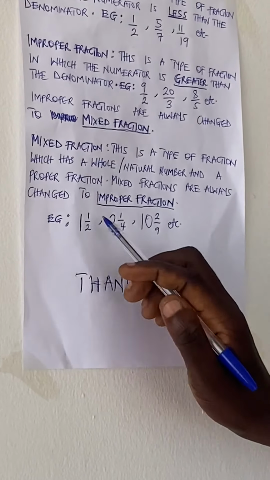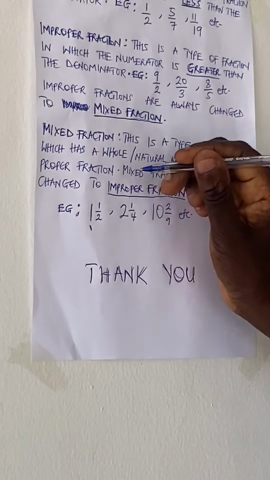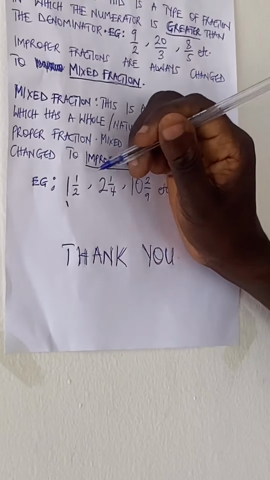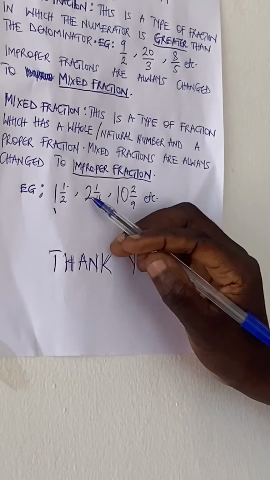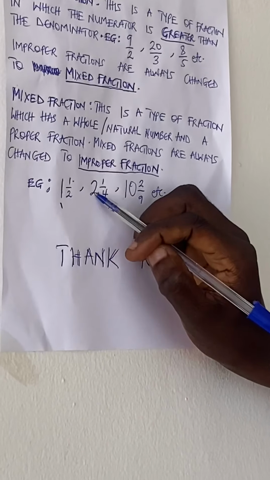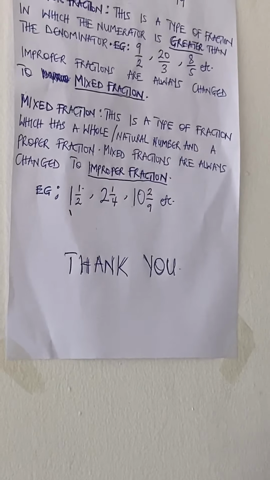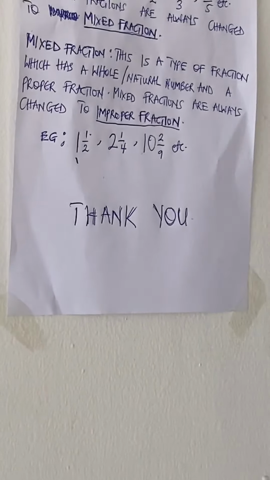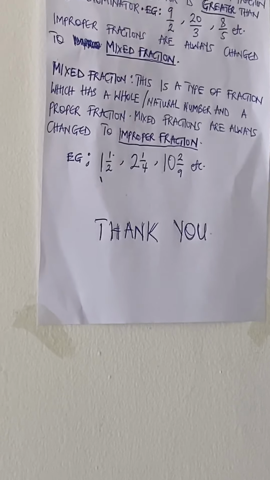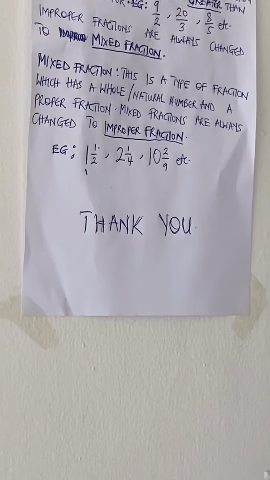So example, we have one whole number, 1/2. This one is the natural or whole number, and this half is the proper fraction, because we see that this numerator is less than the denominator. Let's take 2 whole number, 1/4. This 2 is the natural number, and this is the proper fraction, because a mixed fraction cannot have a natural number and an improper fraction. No, because we convert mixed fractions to improper fractions.